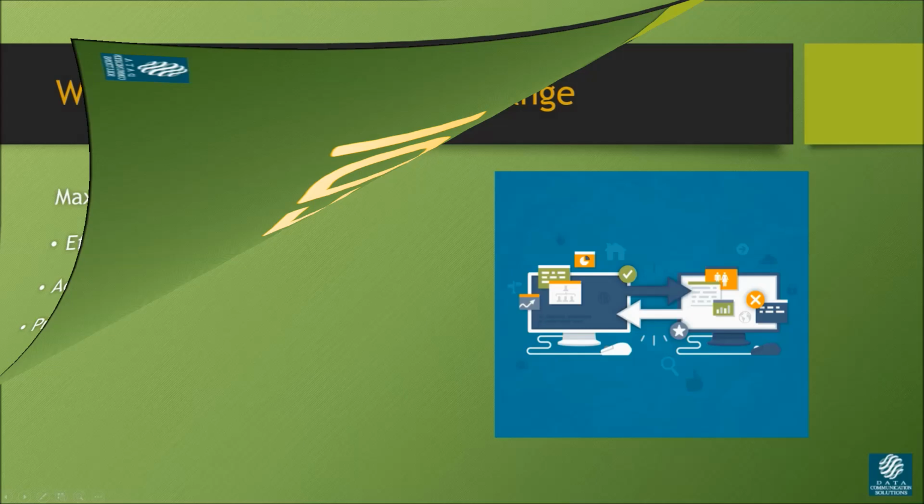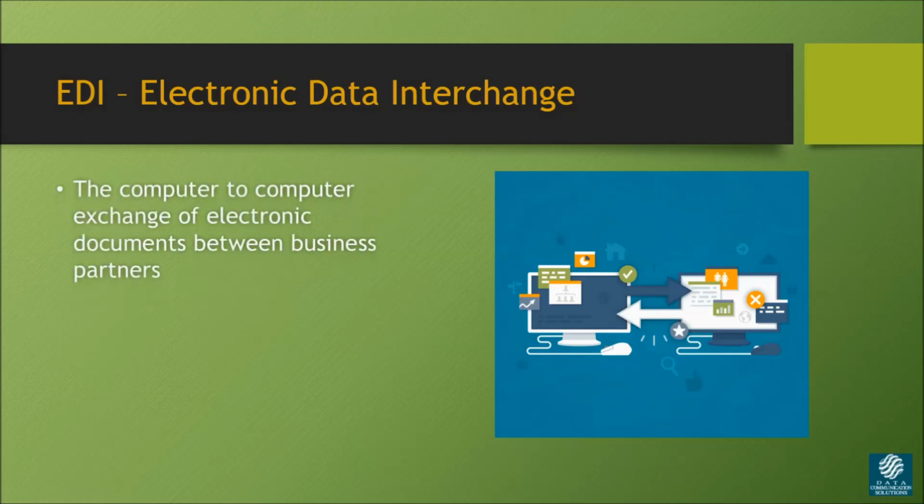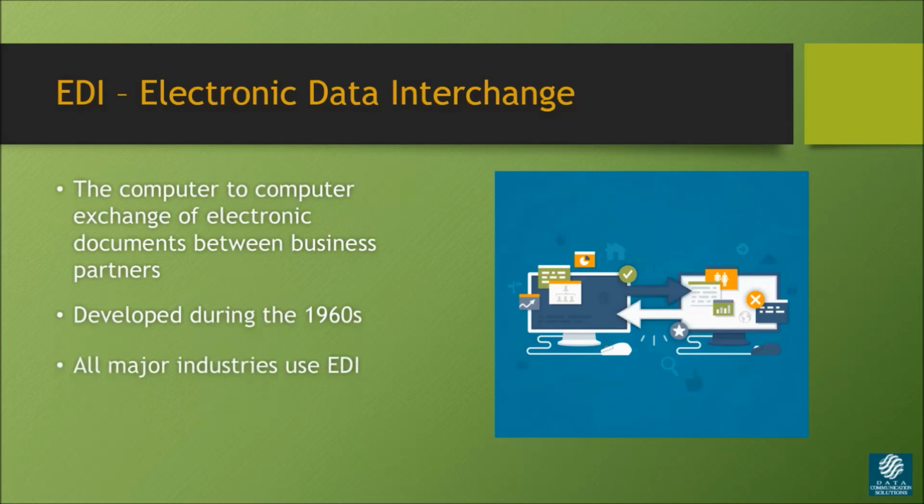EDI. EDI stands for Electronic Data Interchange, which can be defined as the computer-to-computer exchange of electronic documents between business partners. EDI was first developed during the 1960s by the U.S. transportation industry. It soon caught on with the grocery and automotive industries. Today, all major industries use EDI.